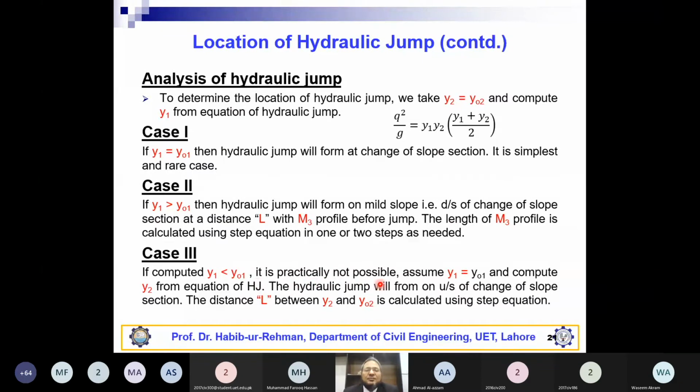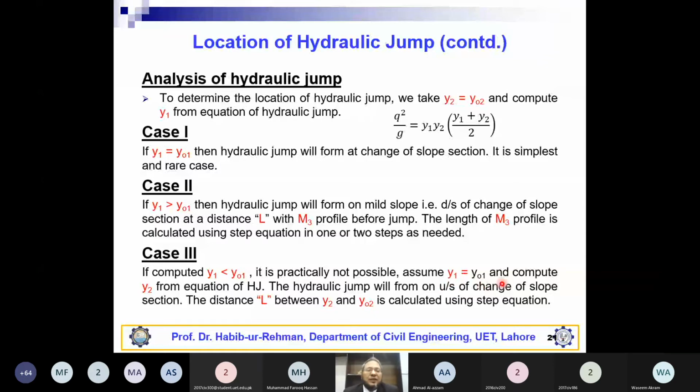You know, it is practically not possible. This is not possible that y1 should go lesser than y01. Then what do we have to do? Now we have to reverse our assumption. Instead of assuming y02, now we will assume y1 is equal to y01.